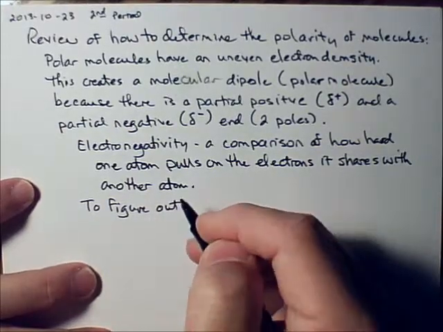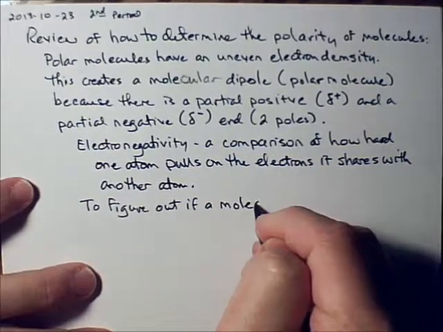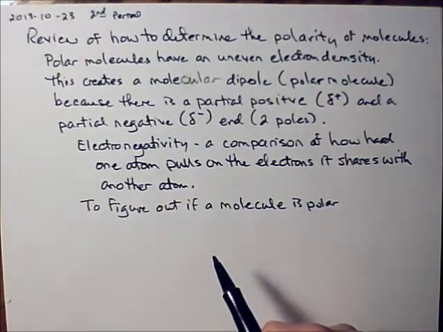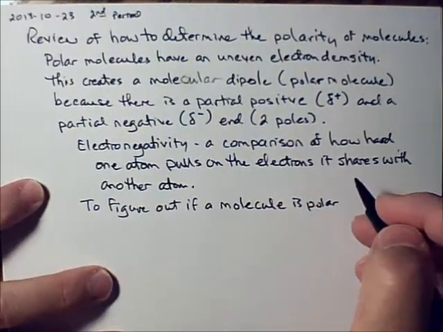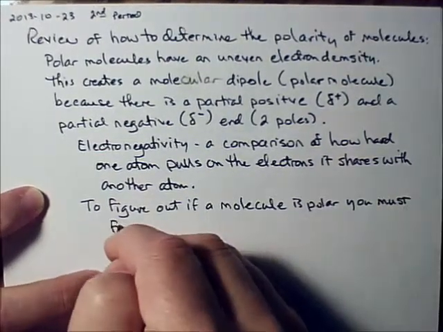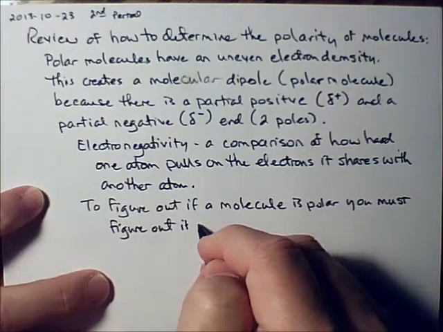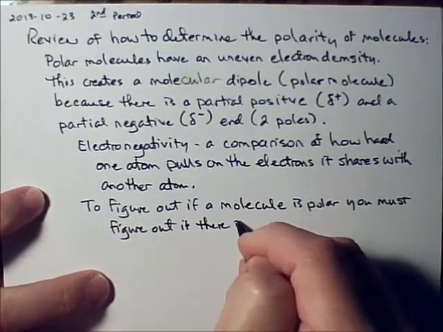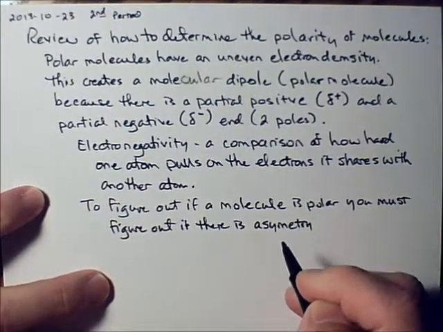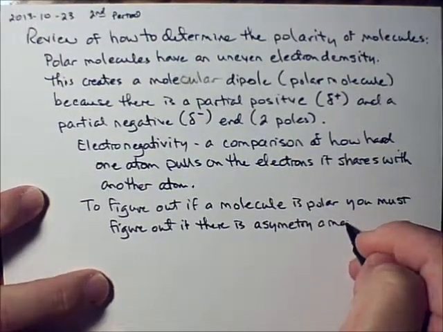To figure out if a molecule is polar, to figure out if it has a dipole, you must figure out if there is asymmetry. Asymmetry means not symmetrical. Asymmetry among polar bonds.